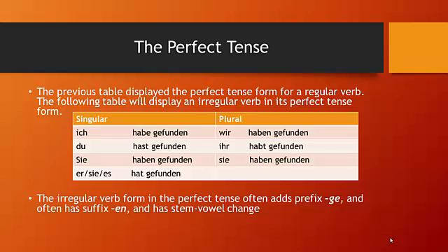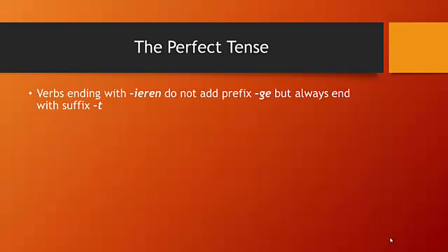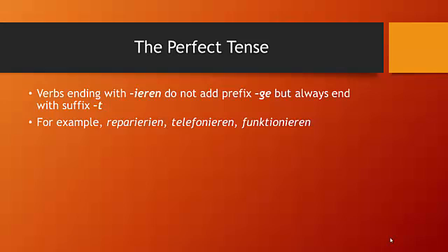So let's look back at some additional regular verbs and how their past participles are slightly different in the present perfect tense. Okay, verbs ending in -ieren, they do not add the prefix ge-, but they always end with the suffix -t. A few examples of these are reparieren, telefonieren, and funktionieren.